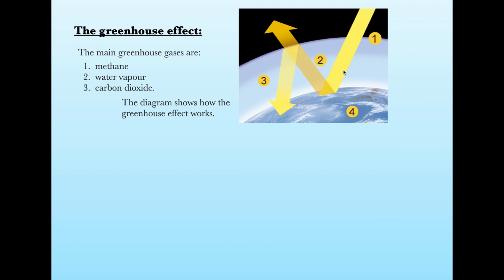So it comes in, it warms up the particles in the Earth's atmosphere, and instead of just bouncing straight back out, these particles then re-emit infrared, but at a slightly longer wavelength, which finds it hard to escape, so much of it is kept in the atmosphere. So you get this warming effect.